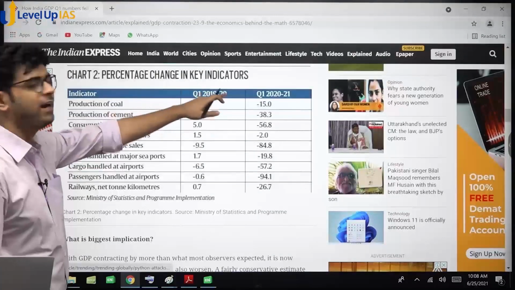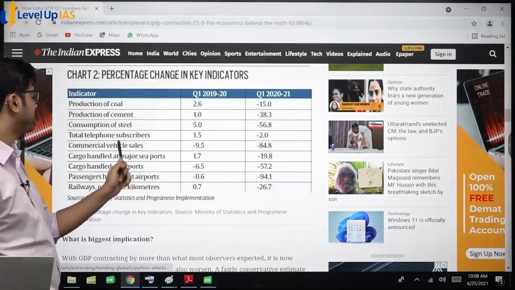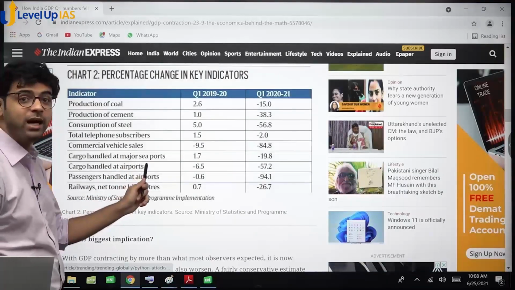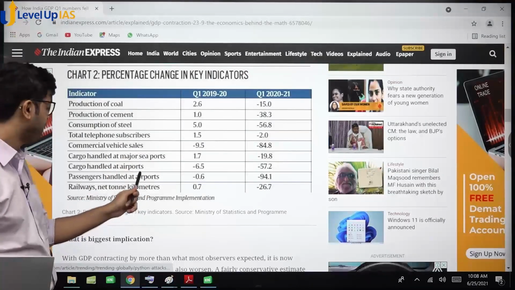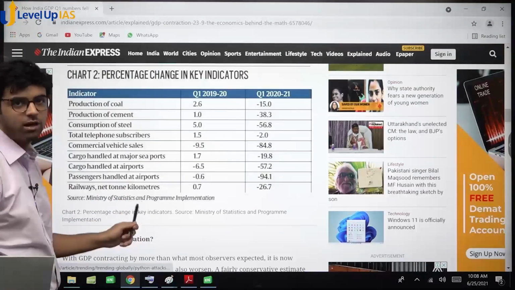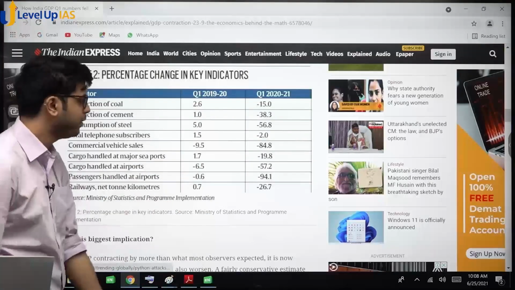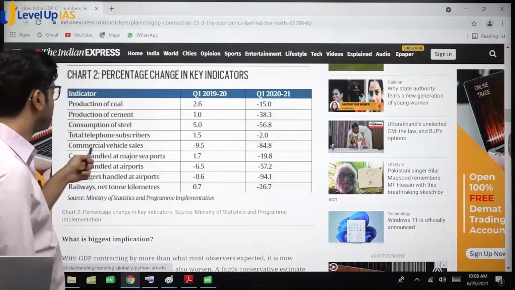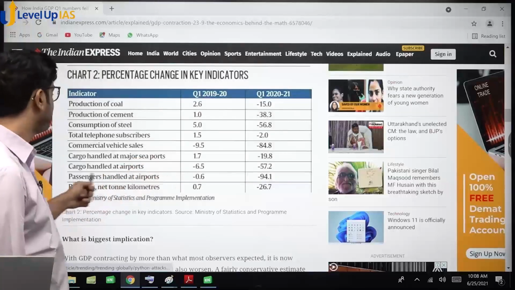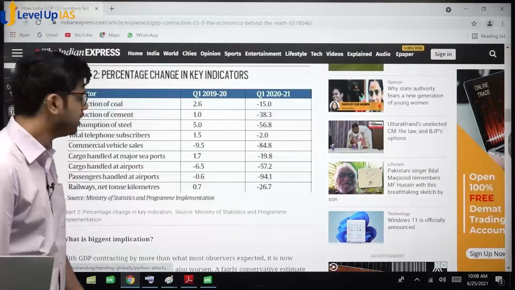Key indicators they have given us: coal, cement, steel, telecom subscribers, commercial vehicle sales, cargo handled at major ports, cargo handled at airports, passengers handled at airports, kilometers done by railways, distance travelled by railways, all of them reduced. See this, 84%, commercial vehicle sales, nobody, 94%, airports were closed, so almost 100% cargo was stopped, right?